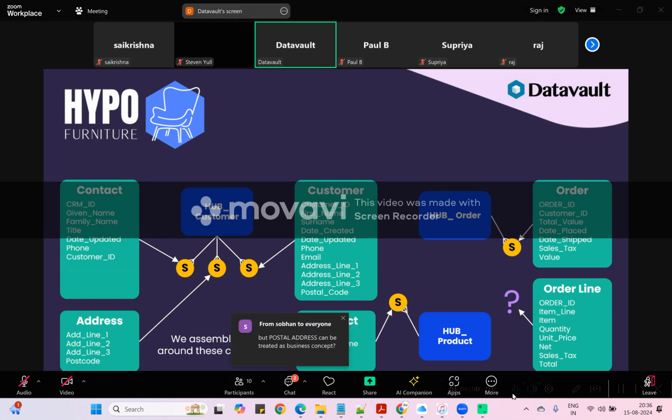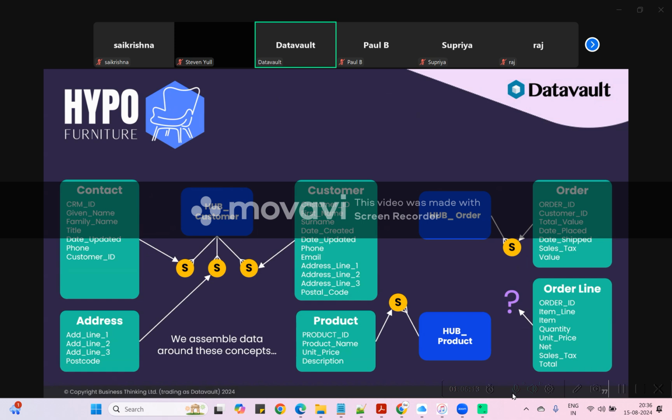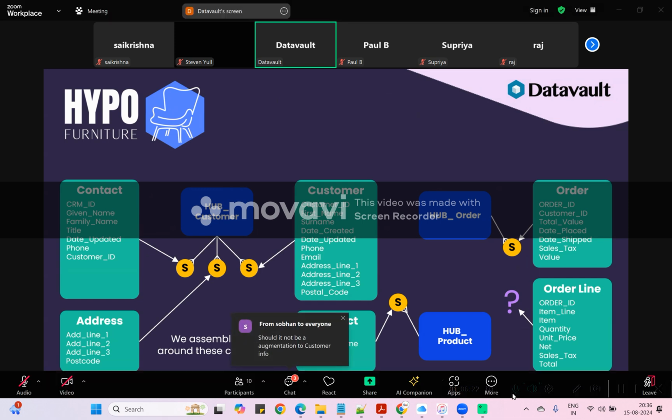One is that I can have more than one satellite from a hub. Yes, postal address can be treated as a business concept, quite right. So you've got the option of doing that. In this particular case, it's not important enough for the business to treat it separately, so we're going to add it as an attribute of the customer. But to be honest, if I was modelling this, I probably would have postal address as a separate concept.